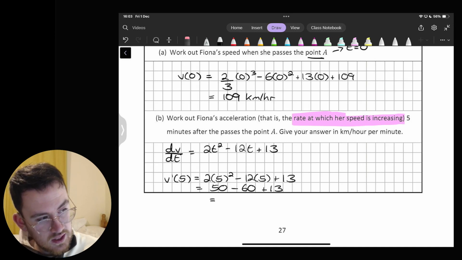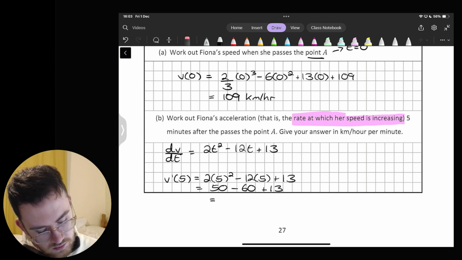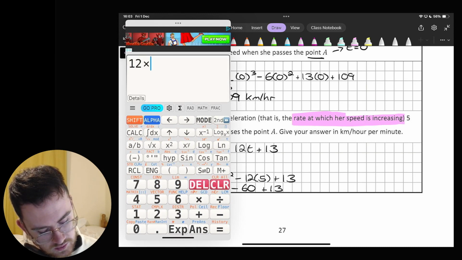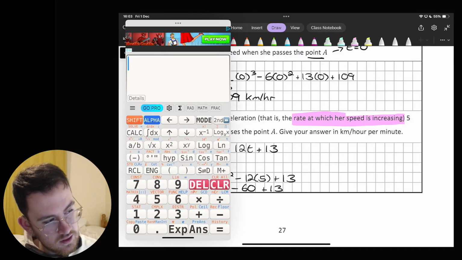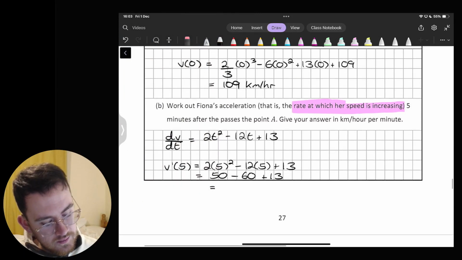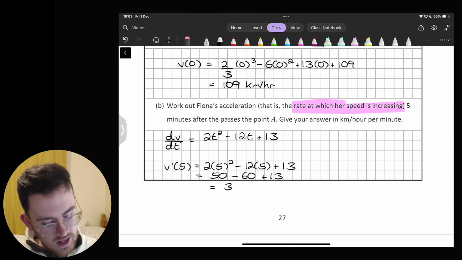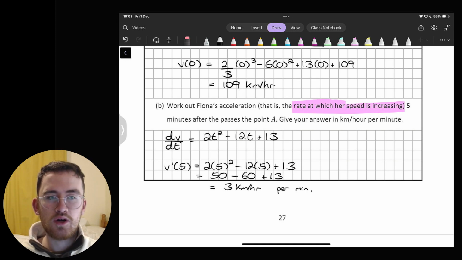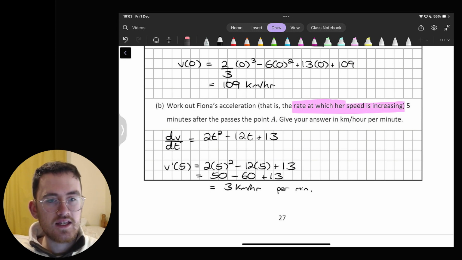Let me check that one. 12 times 5 is 60, plus 13, 50 minus 60 plus 13. Yep, so that's going to give me a nice answer of 3, and that's 3 kilometers per hour per minute after 5 minutes.